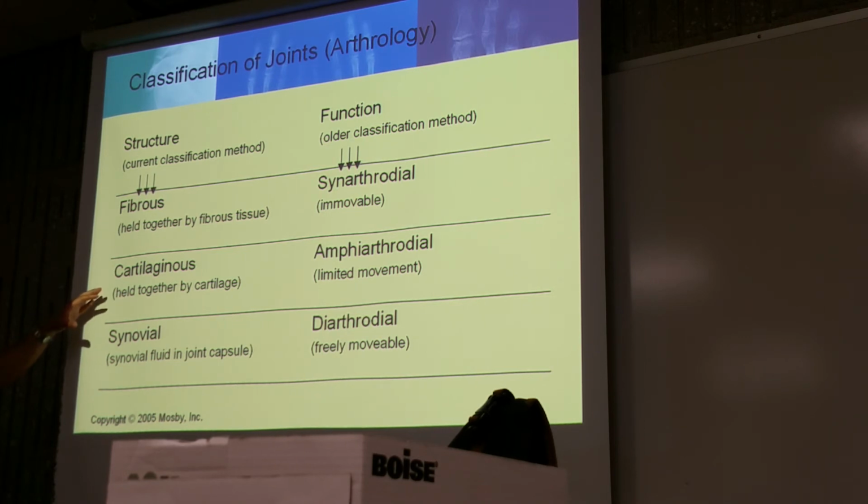Okay. Cartilaginous. Held together by cartilage and then fibrous structure. This is the old way of classifying. This is the new way of classifying. Depends on the school of thought. We will discuss both function as well as structure type of classification of the joints.